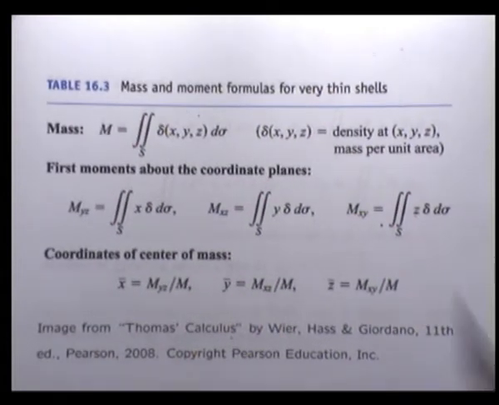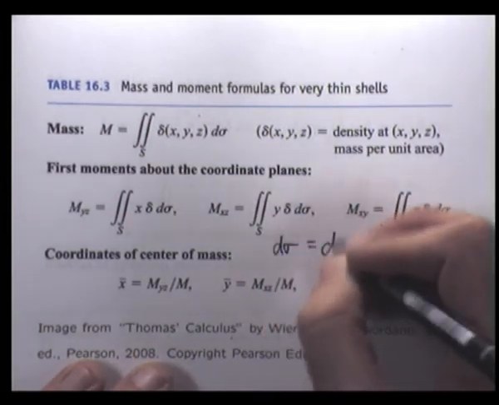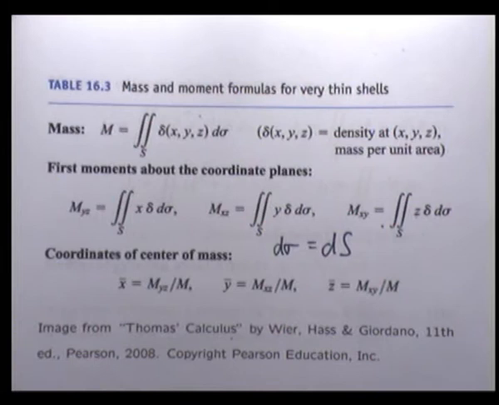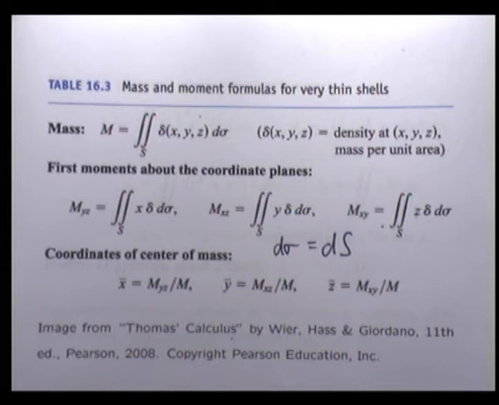Now, of course, you may think, what's this d sigma? Throughout here, d sigma is just dS. It's just that Thomas's book uses d sigma instead of dS. Notice it's a capital S, by the way. When we looked at path integrals, it was ds with a small s. It's a significant difference.